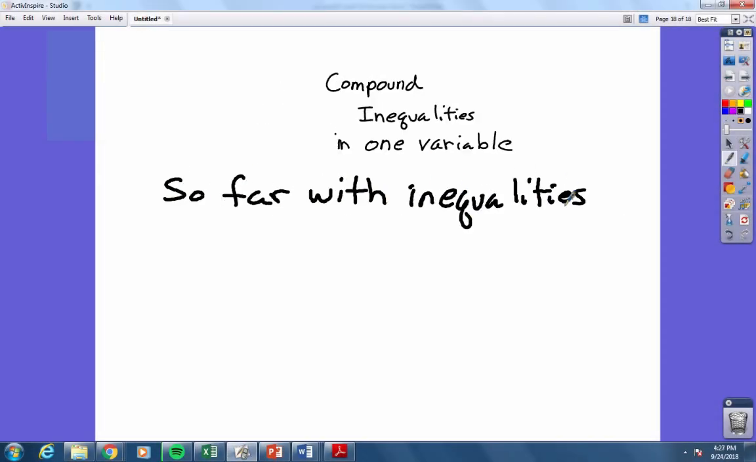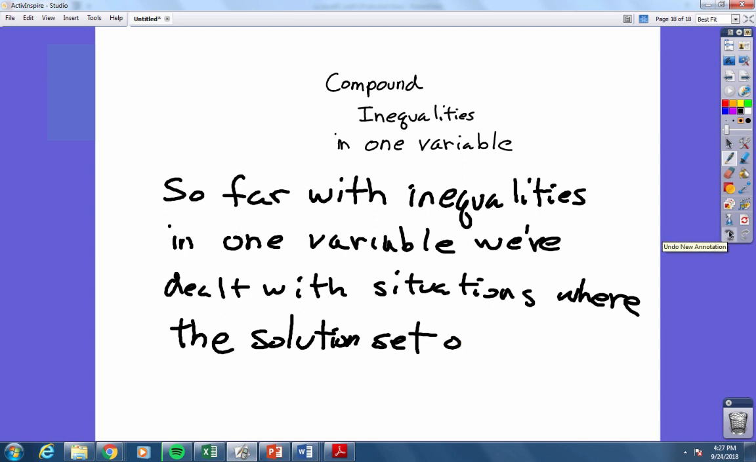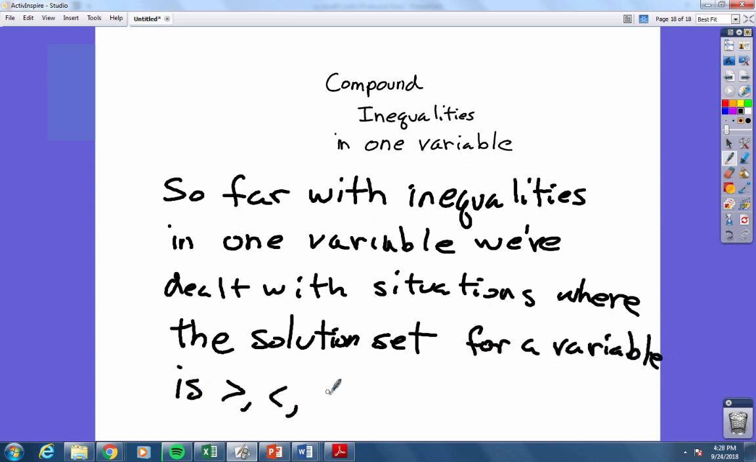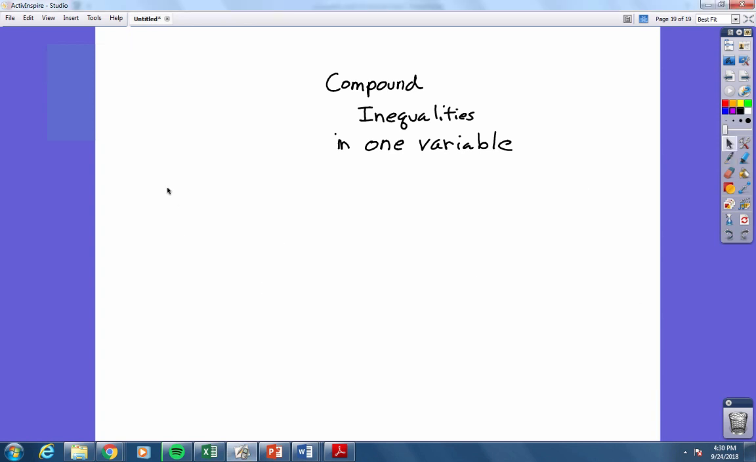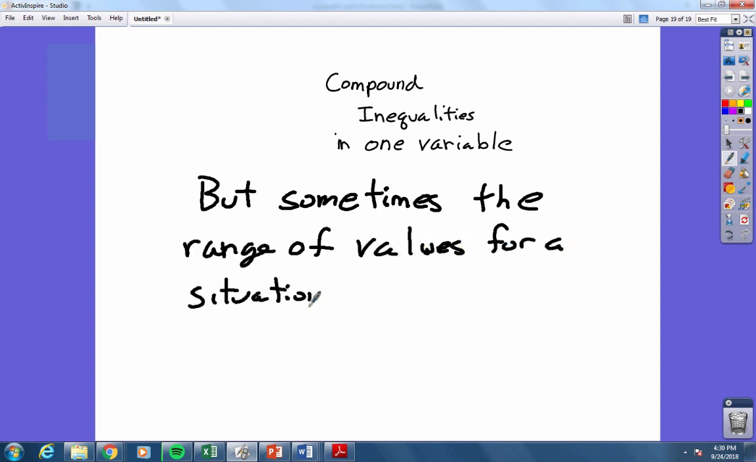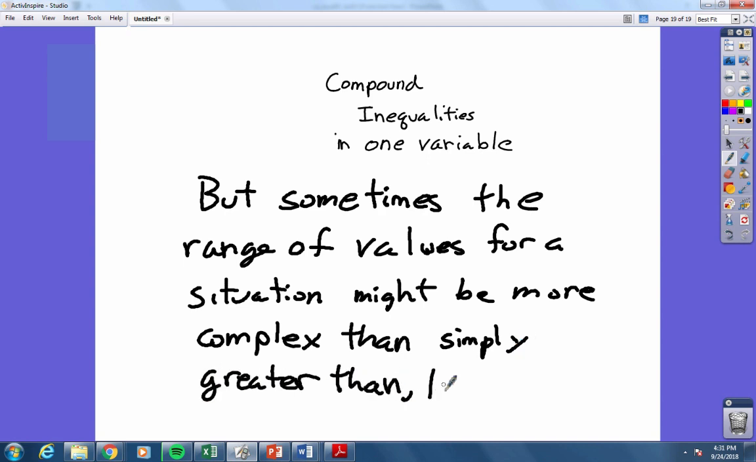Welcome to this video on compound inequalities in one variable. So far, with inequalities in one variable, we've dealt with situations where the solution set for a variable is greater than, less than, greater than or equal to, or less than or equal to a number. But sometimes, the range of values for a situation might be more complex than simply greater than or less than a number.